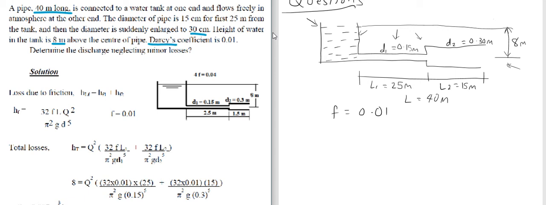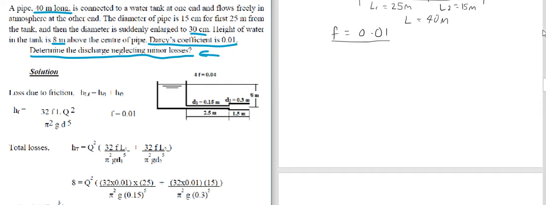And then Darcy's coefficient F is 0.01. The question says determine the discharge neglecting minor losses. Note, neglecting minor losses means neglecting shock losses that I explained above, but we are not going to explain that. So now let us see how we can quickly solve this question.